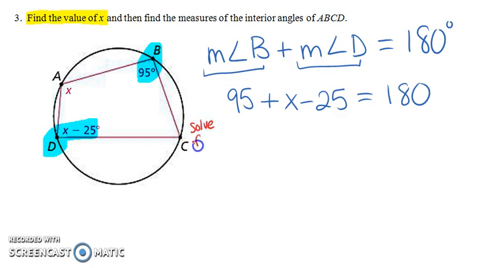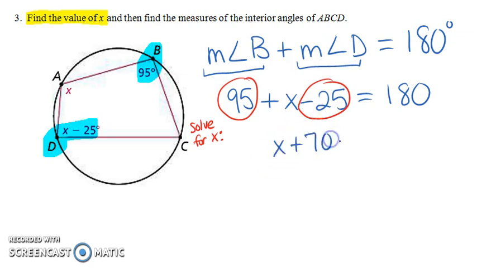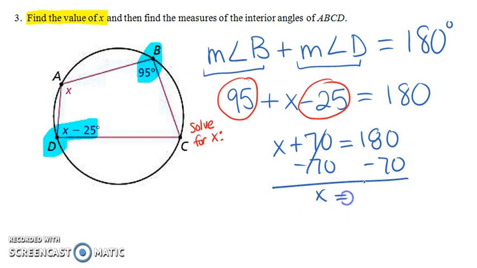So I'm going to write solve for x. From here I'm going to combine my like terms. So 95 take away 25 is going to give me 70, so I have x plus 70 on this side, and that's still equal to 180. Subtracting 70 on both sides gets me an x value of 110. So from here I can find the measurements of all of my angles. Since the measurement of angle A is just x, and I know x is 110, I know the measurement of angle A is 110 degrees.